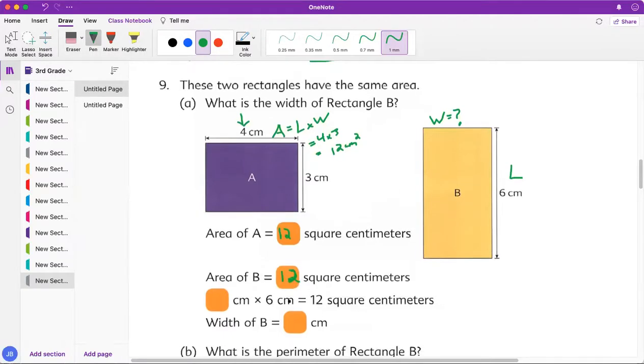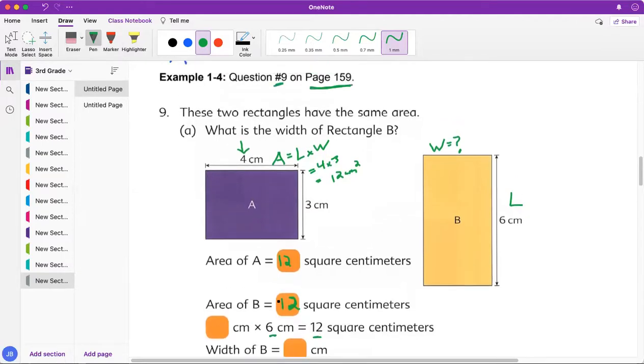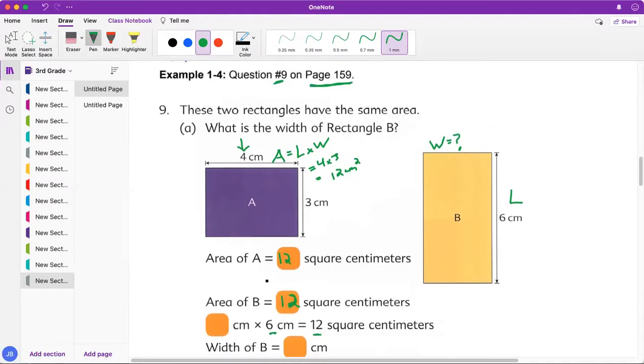And so now it says what times 6 should equal 12? What do we think? Any ideas? What number times 6? Where are you guys now? So we're on example 1-4, question 9 on page 159.